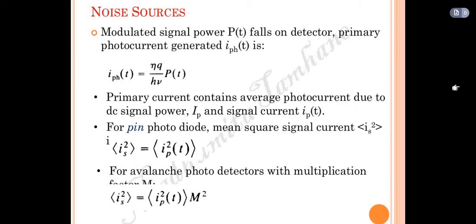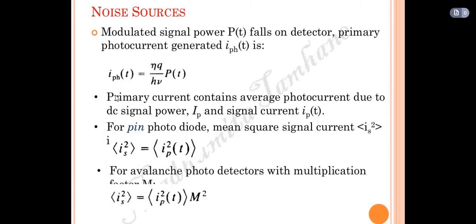I'm using a primary photocurrent that is given by this formula. Primary current is what? IPH. PH indicates over here it's the primary current. It's a function of time, because always you are using a kind of signal which is varying. That's the reason we are putting a t over there. So it is changing with respect to time. Based on that, we are going to find out its analysis.